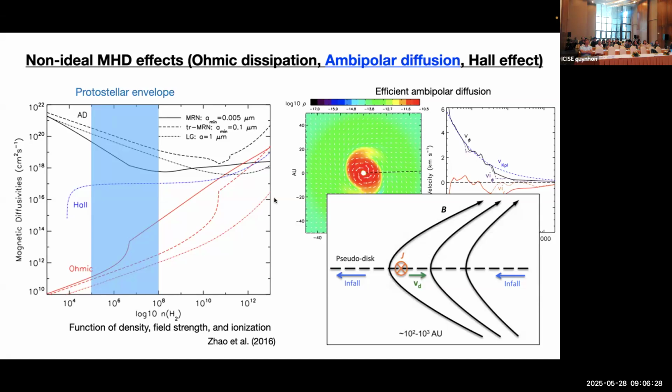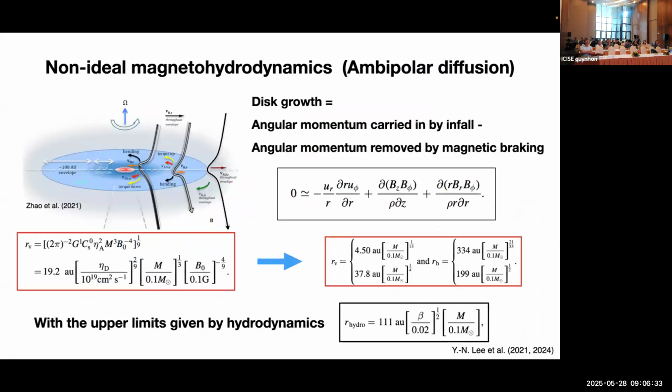Okay, so now we try to see what's the prediction from this model. Here I quote the work done by Yuan Li, a theorist in Taiwan. Basically, she calculated what's the expected disk radius based on this scenario. Okay, so the idea is simple.